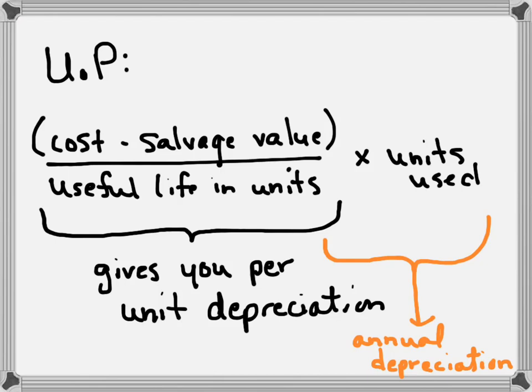So keep in mind this is very similar to straight line, but there's a couple of differences. You divide it by useful life in units. That gives you the per unit depreciation. Then you take that per unit and you multiply it by the number of units actually consumed or used in that accounting period. Okay? That's the second method we'll look at.